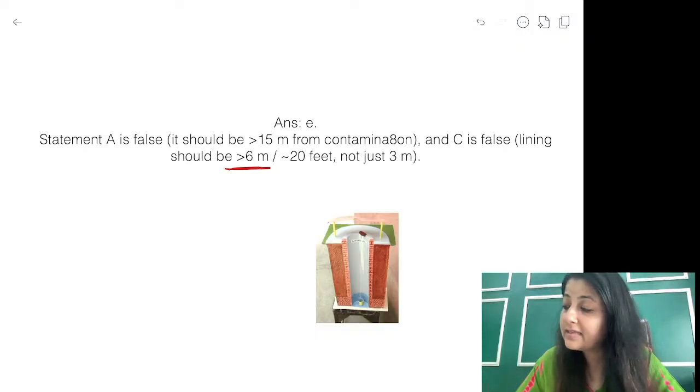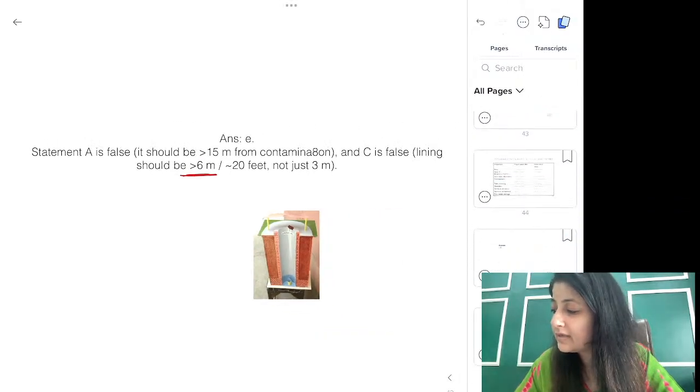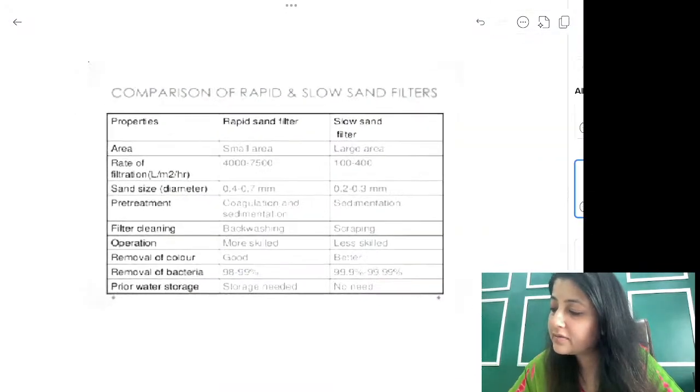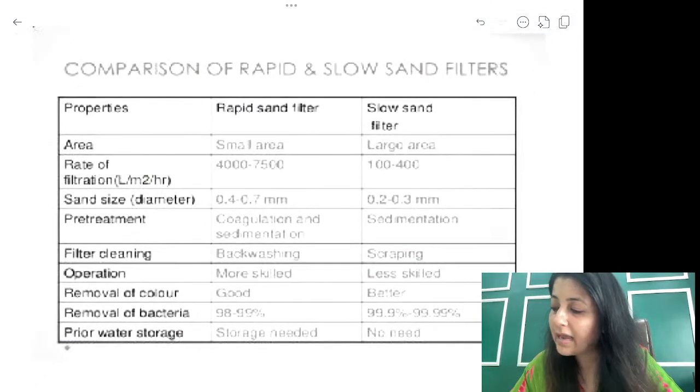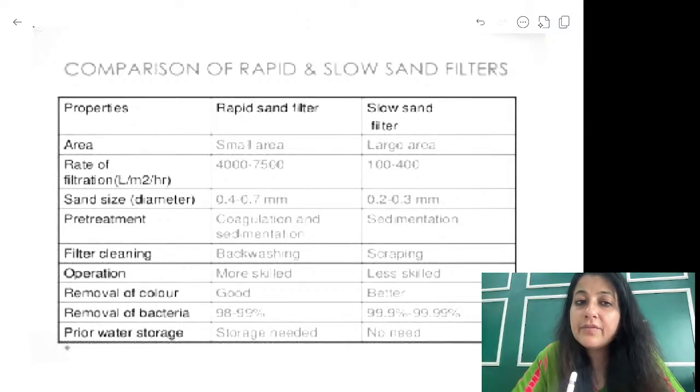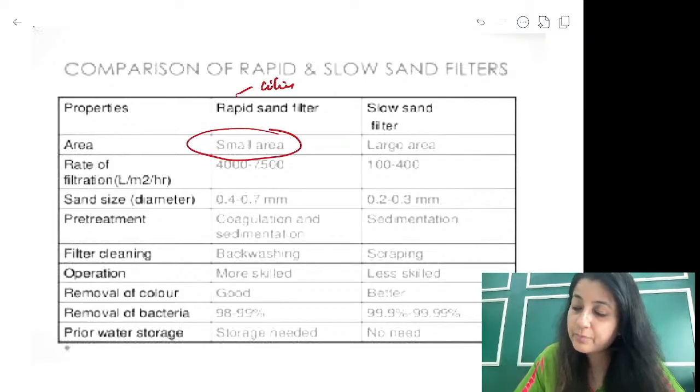So that's it, guys. Rapid sand filter and slow sand filter. Will you be able to revise rapid and slow sand filter by yourself, everybody? Remember, rapid sand filters are for bigger areas. We use rapid sand filters in towns and cities, because they occupy a small area.